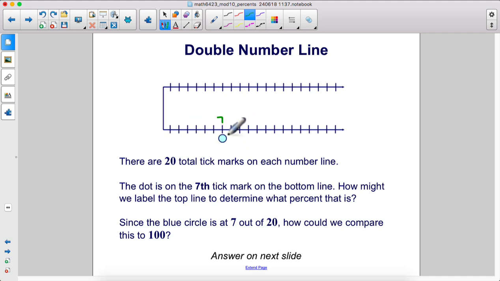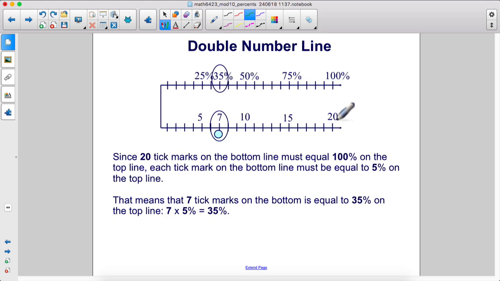Well, since the blue circle is at 7 out of 20, how could we compare this to 100? Since 20 tick marks on the bottom line must equal 100% on the top line, each tick mark on the bottom line must be equal to 5% on the top line. So see, 20 is equal to 100%, therefore half of that, 10, would be 50%. Half of that, 5, would be 25%.